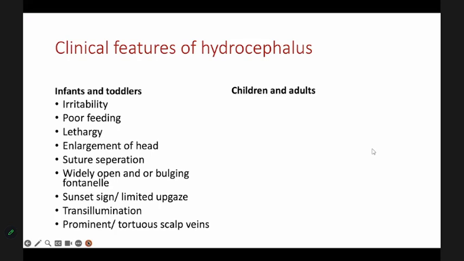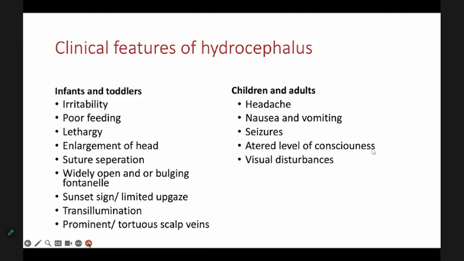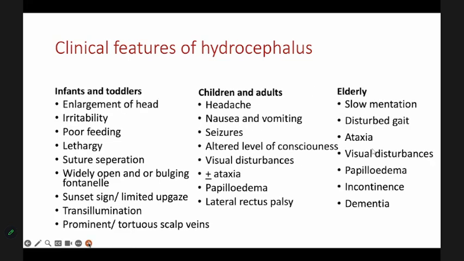So if the children are older and in adults, then of course the clinical features would be they'll complain of headache. There would be signs of raised intracranial pressure like nausea, vomiting, and they can even experience seizures. They can become drowsy. They can have visual disturbances because of compression on the optic nerve. They may have features like ataxia. They can have papilledema. Then you can develop false lateralizing signs.